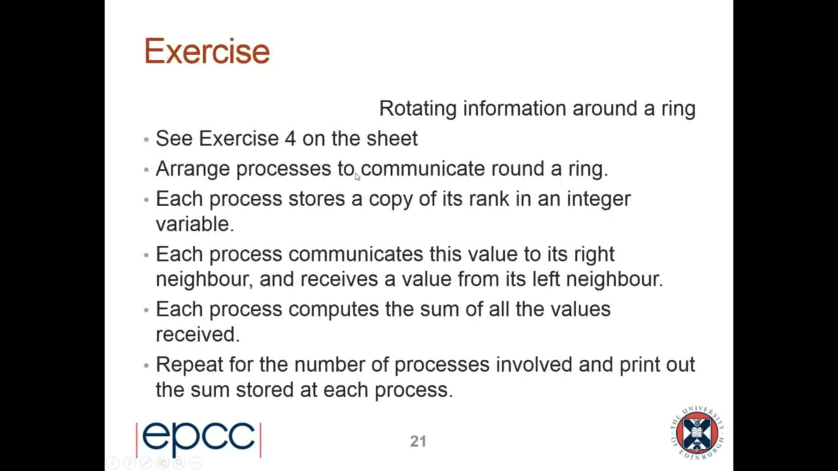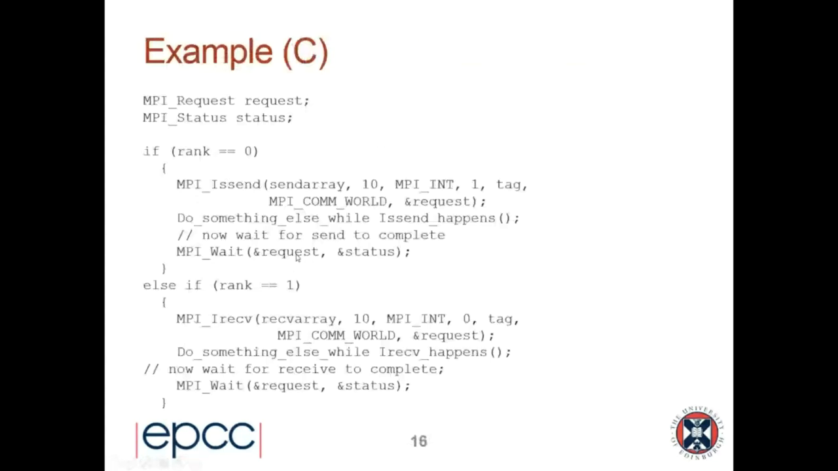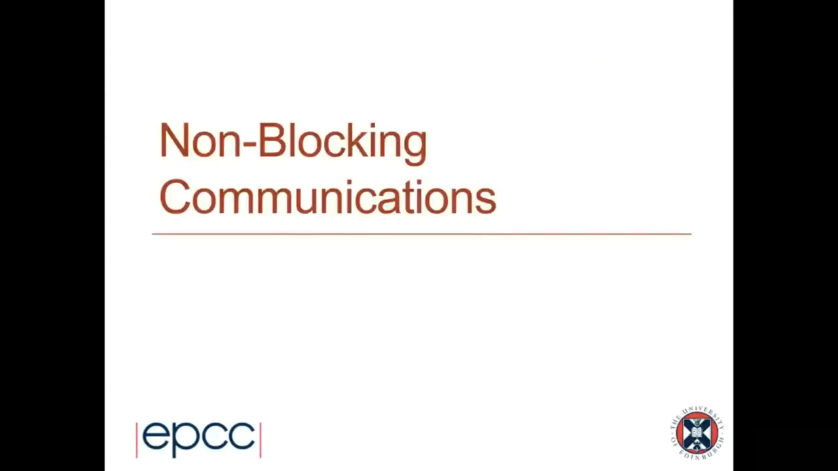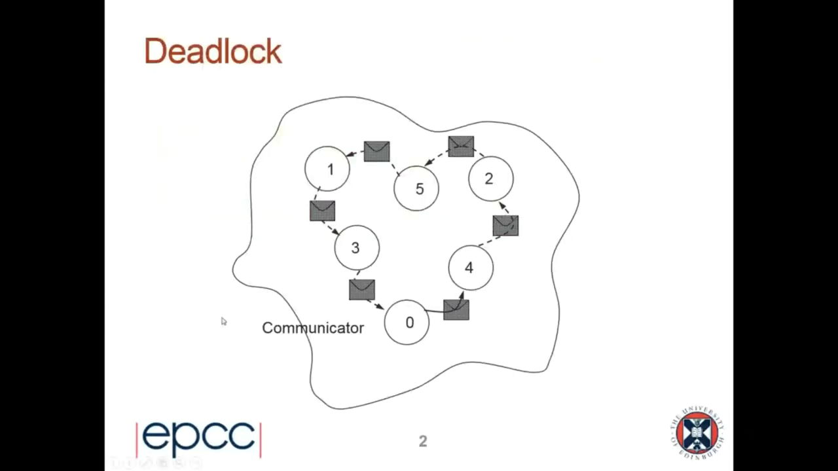So the exercise is about rotating information around in a ring. If I go back to my original picture here, what we're going to do is send data in a ring pattern. We're going to arrange our processes in a ring and send the data around. And we're actually going to use this to do a global summation. Again, I keep saying you shouldn't do this. If you want to add up lots of numbers globally, you should use the reduction in the collectives. But again, it's a very useful training exercise.